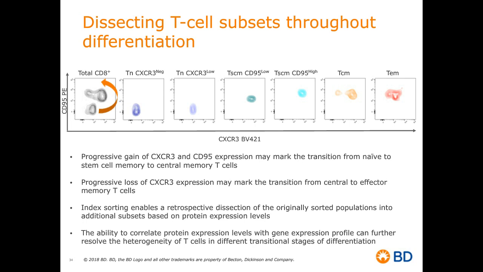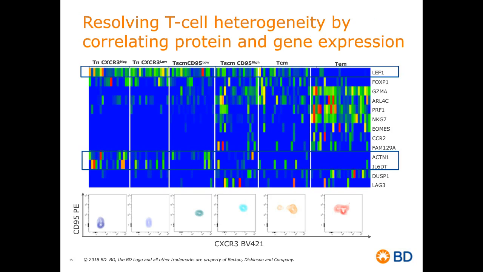And once we've done this and created this new gate, we can now repeat the differential gene expression analysis and interrogate these different subsets and correlate gene and protein expression. And so now here, these are the results where you can see that each column represents a specific subset of cells. At the bottom, we have the plot analysis with the corresponding protein expression. And we can correlate now the different level expression of CXCR3 and CD95 with different gene expression profiles.